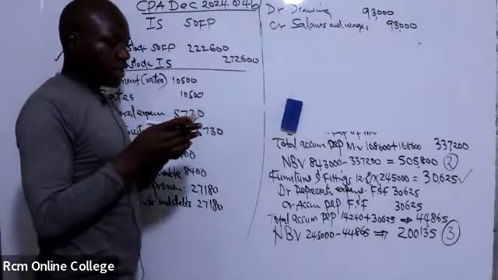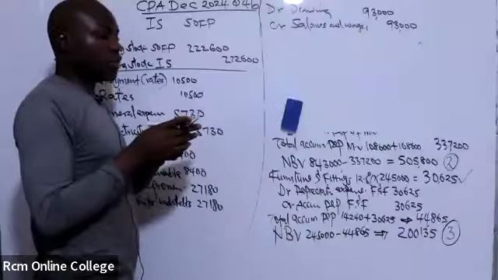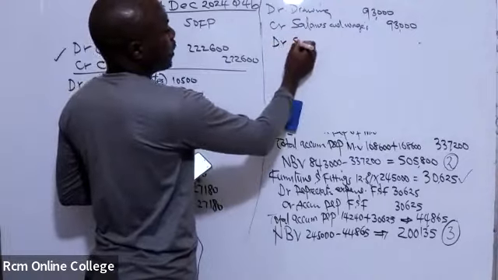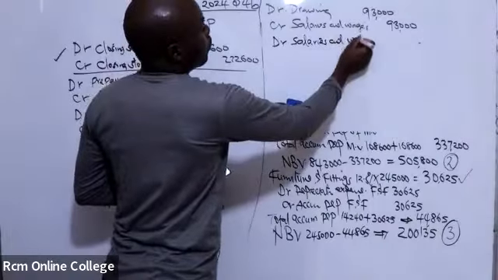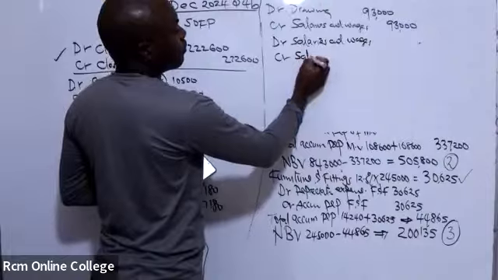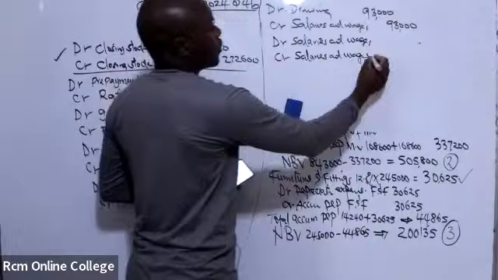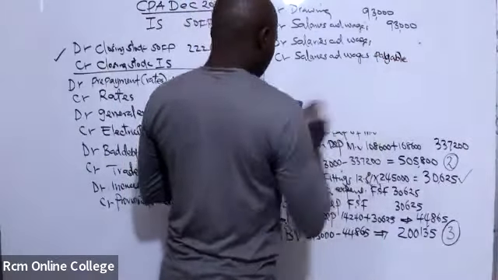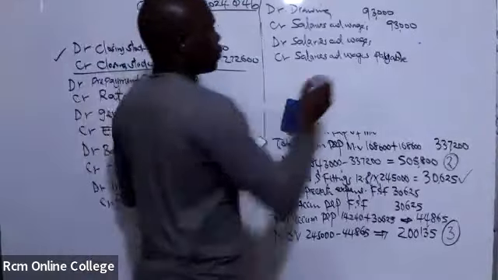Number 8, as of 30 September 2024, outstanding wages and salaries amounted to 37,200. Outstanding. So we are going to get salaries and wages, then talk about the liability now, salaries and wages payable. Payable of how much? Of the outstanding amount, 37,200.